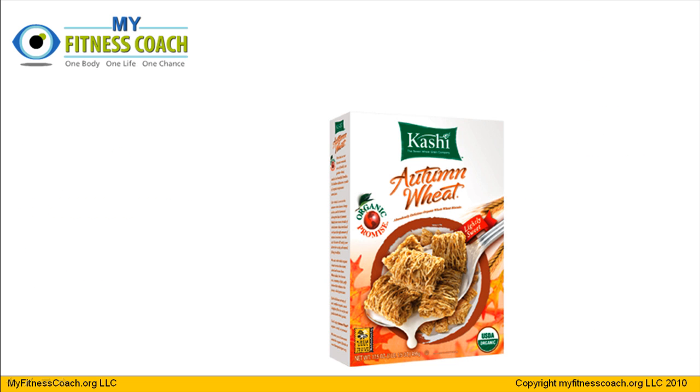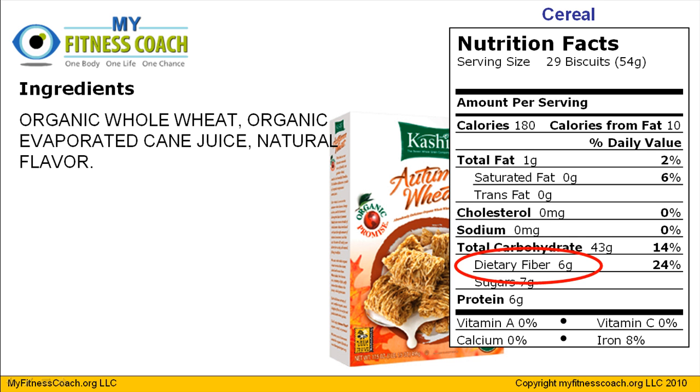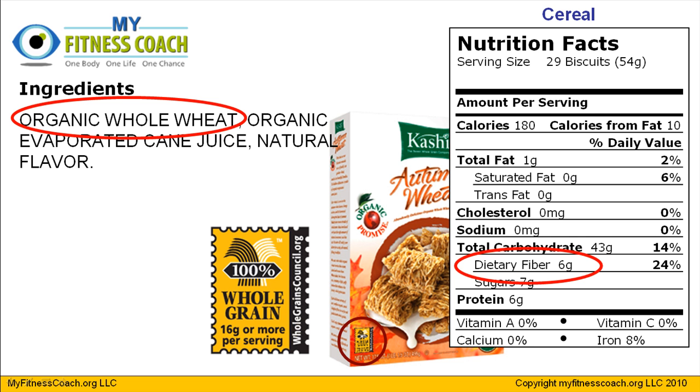Let's take a look at this Kashi autumn wheat cereal. For 29 biscuits, there's 180 calories and 6 grams of dietary fiber. Automatic clue that this is probably going to be a whole grain, and indeed, the first ingredient is organic whole wheat. And then another thing, again, keep in mind, is the shorter the ingredients list, the better off it'll be. And I love this product, and this is a prime example of 100% whole grain, which, again, you can confirm because there's a 100% Whole Grain Council stamp located right there in the bottom corner.